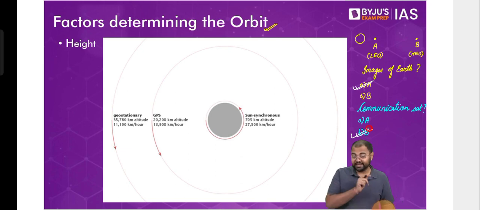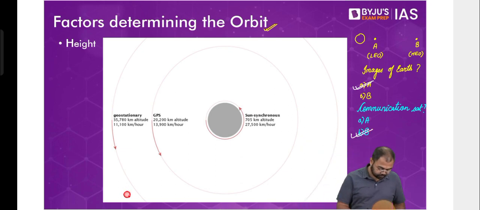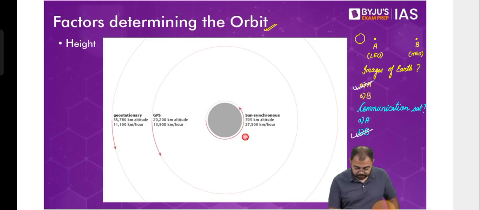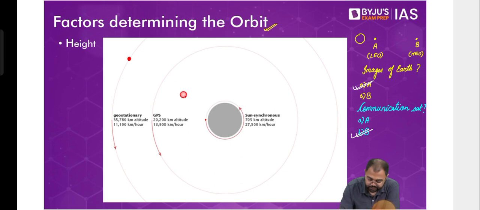Can we keep a communication satellite at A? The answer is yes, we can. But the problem will be, let's say, look at this picture. Look at the picture that you have in front of you. Suppose that you have a communication satellite in the low Earth orbit versus a communication satellite in the high Earth orbit. Suppose that you have a communication satellite here and you have a communication satellite here.